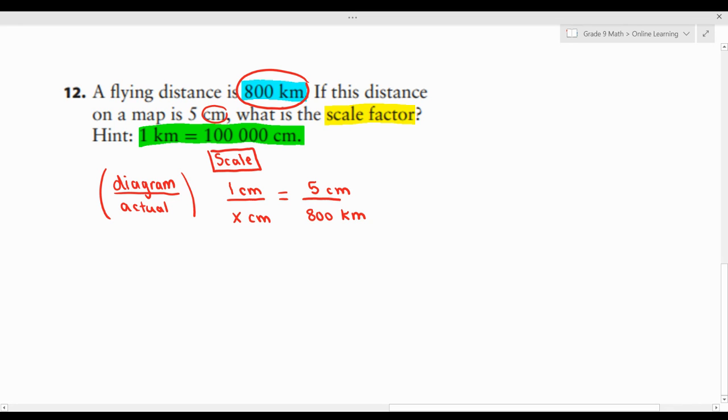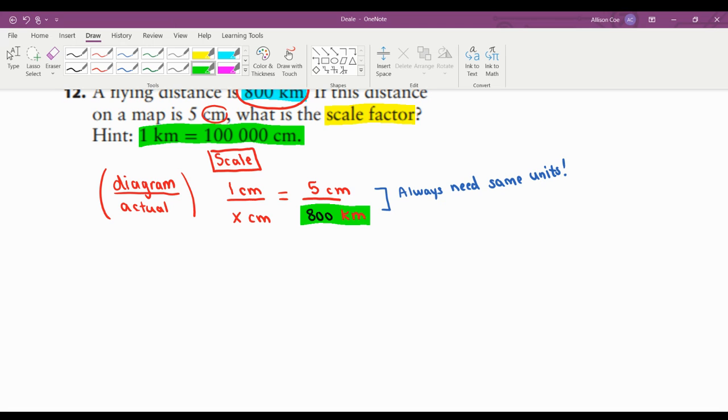Now, here's the issue. We have centimeters here, so that's fine. Centimeters here, kilometers here, that's not fine. So these have to be the same. So I'll put down here, you always need the same units. Okay, well, it doesn't make sense to change 3 numbers all into kilometers. I might as well switch this out. So I'm going to rewrite 800 kilometers using the fact that 1 kilometer is 100,000 centimeters.